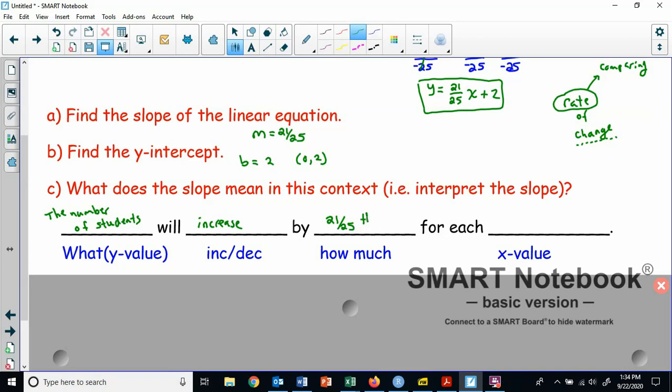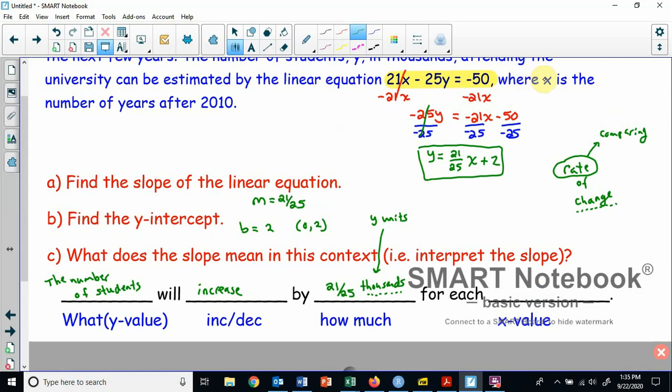Technically it's thousands. So if you want to add a note there, I include the unit from the y units, with how much it will increase or decrease, if it makes sense to include it. If your sentence sounds stupid, then you can take it out. So the number of students will increase by some number of thousands for each, and it's going to be compared to each x value, okay, for each x value.